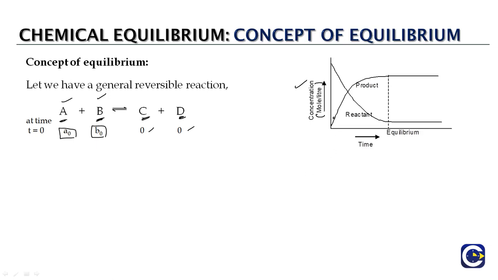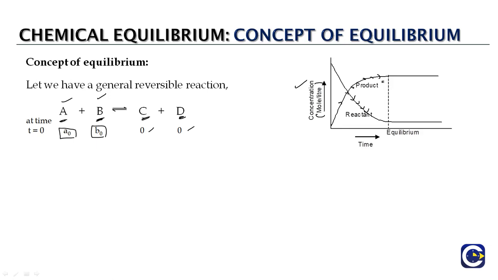The concentrations of the products, as we can see, will be increasing with respect to time, and the concentrations of the reactants will be decreasing with respect to time. Now, up to what level they would decrease, or up to what level the product concentrations will increase, would depend upon how we will achieve the equilibrium.